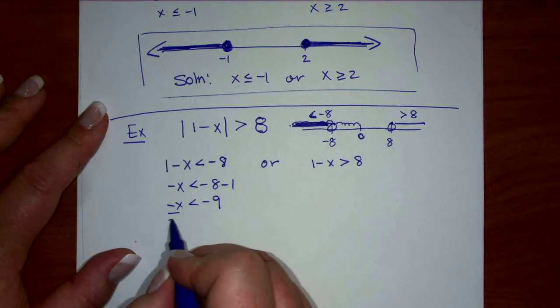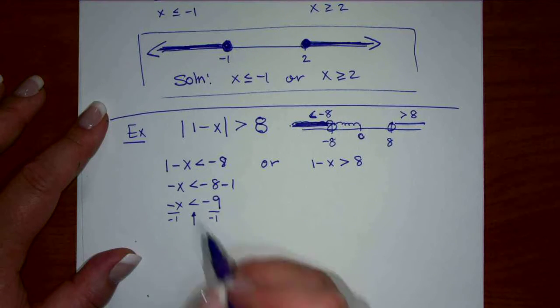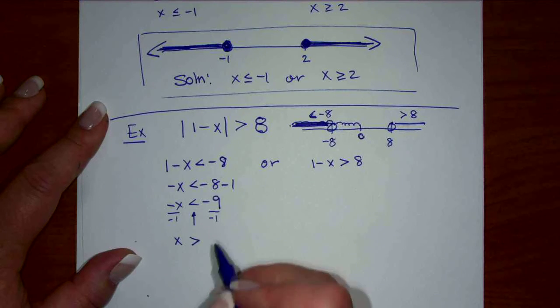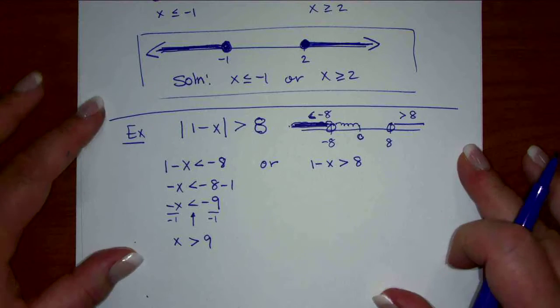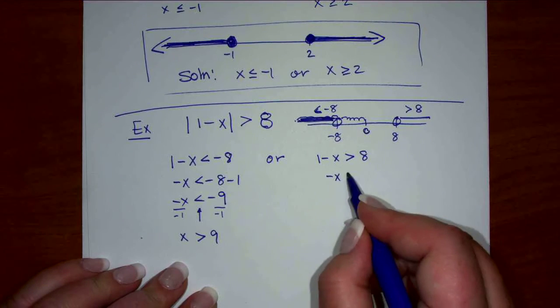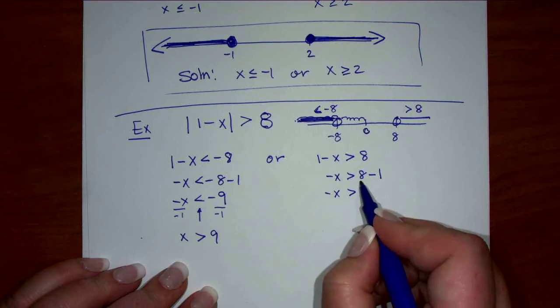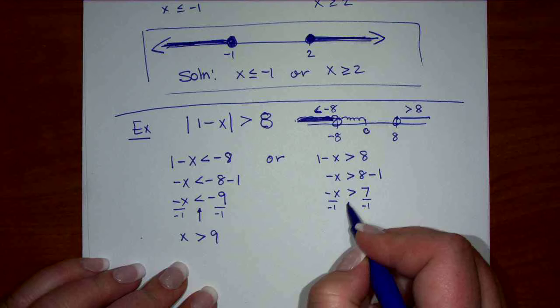Dividing by a negative flips that sign. So x is greater than minus 9 divided by minus 1, which is 9. So greater than 9. The other side: 8 minus 1 is 7. Again, divide both sides by a negative. That switches the sign.